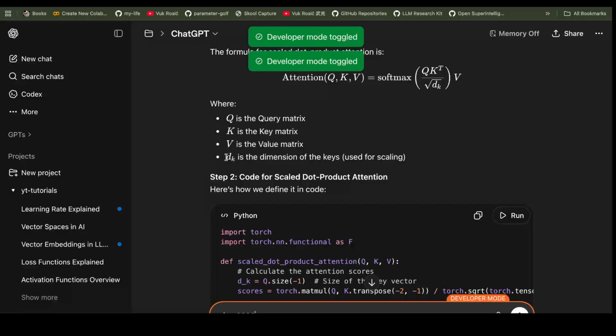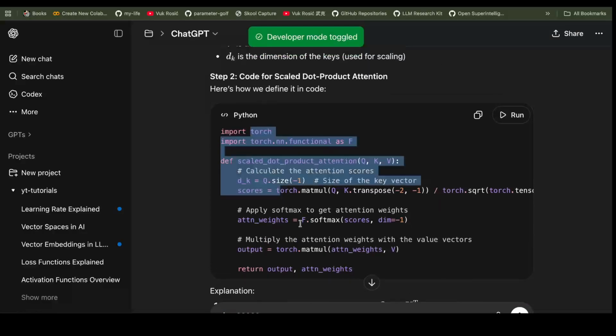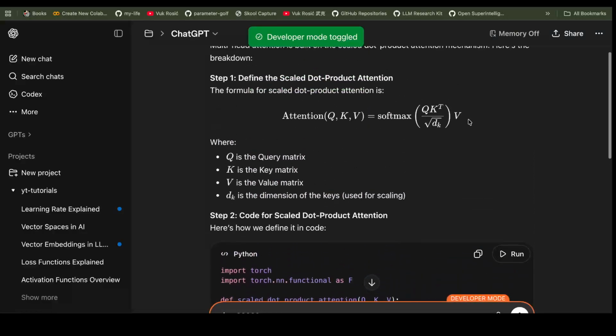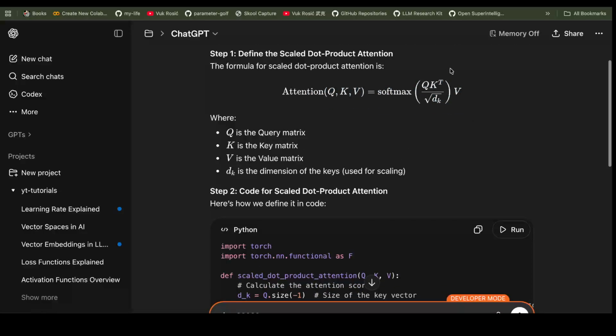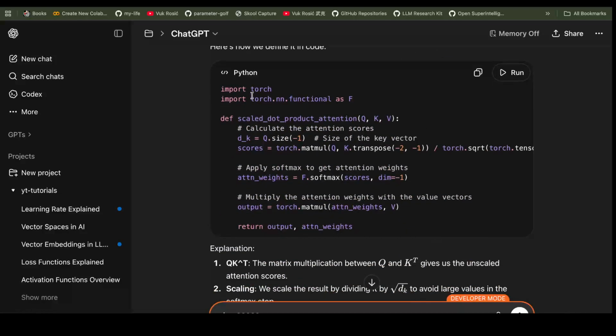And this is just the dimension of the keys. So key vector, how many numbers it has, and it's used for scaling, for stabilizing, for better training. So this is the code for this formula. Basically whatever you see here, this math, multiplying these two matrices, dividing with this, and then softmax, all of that is just written here.